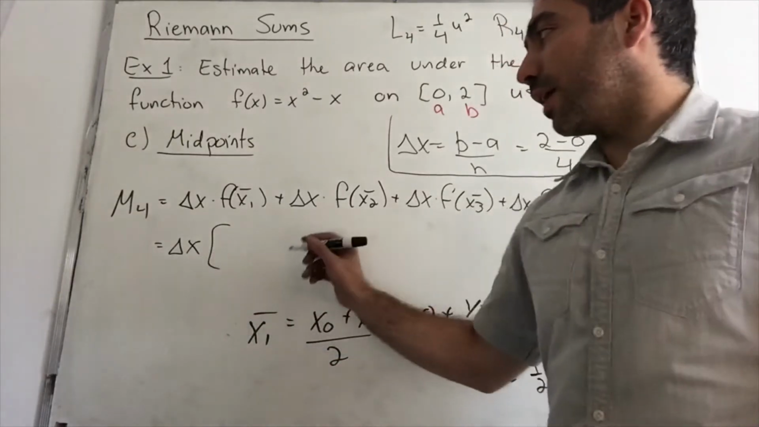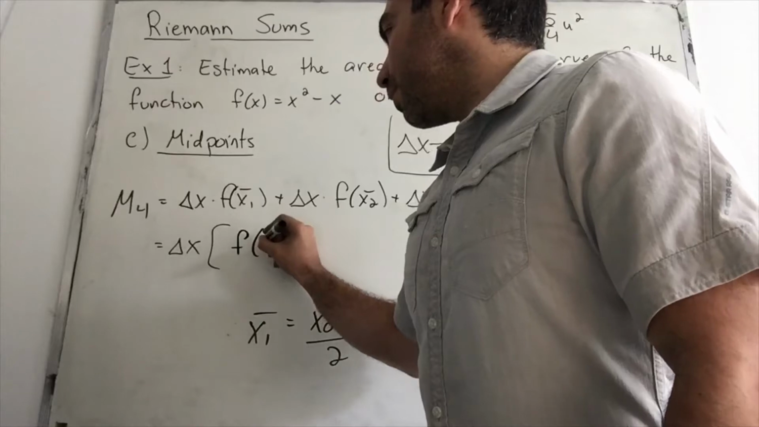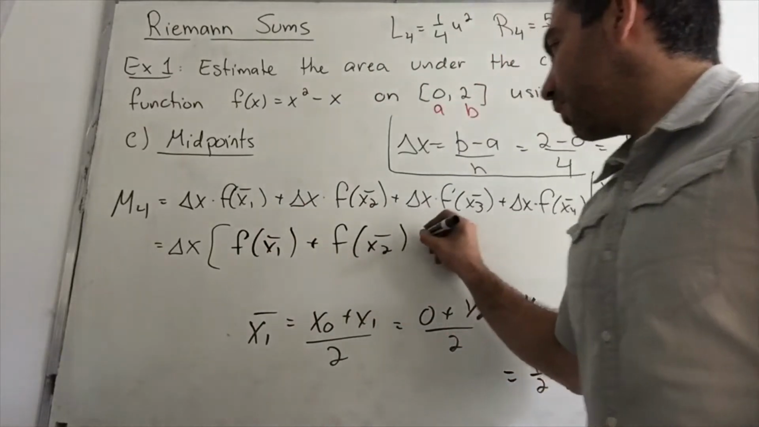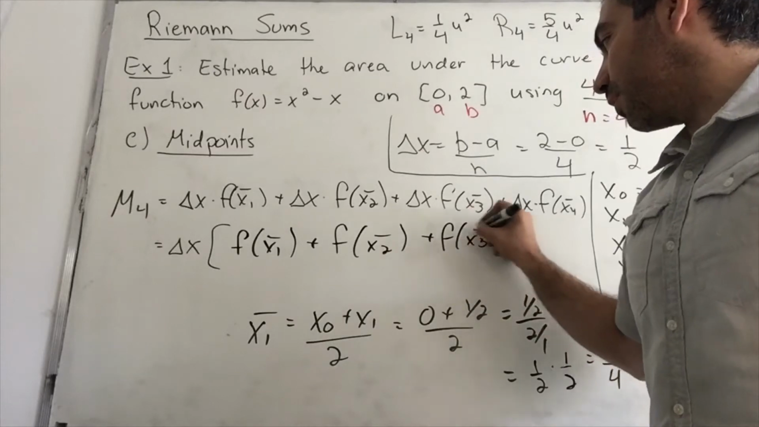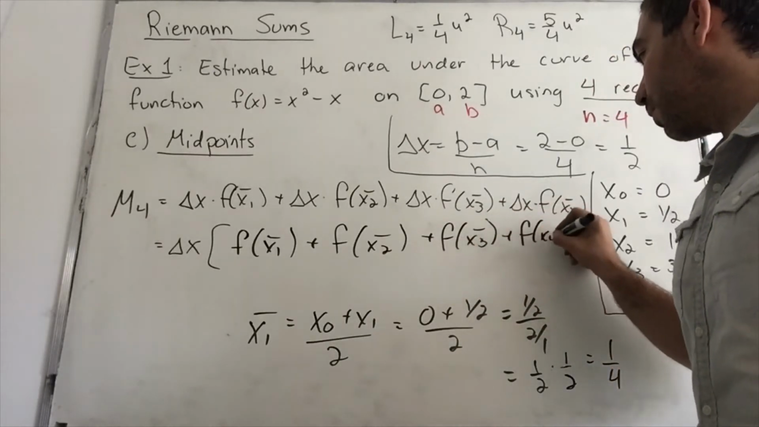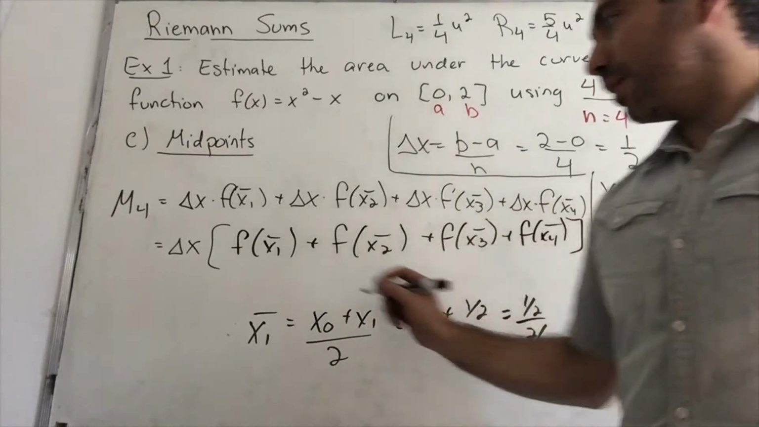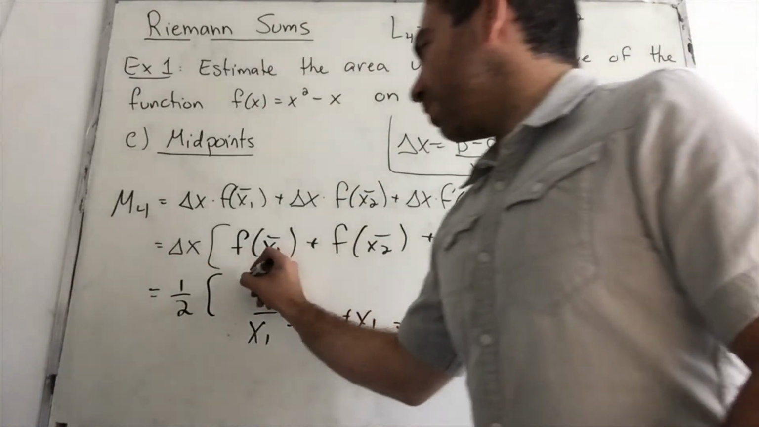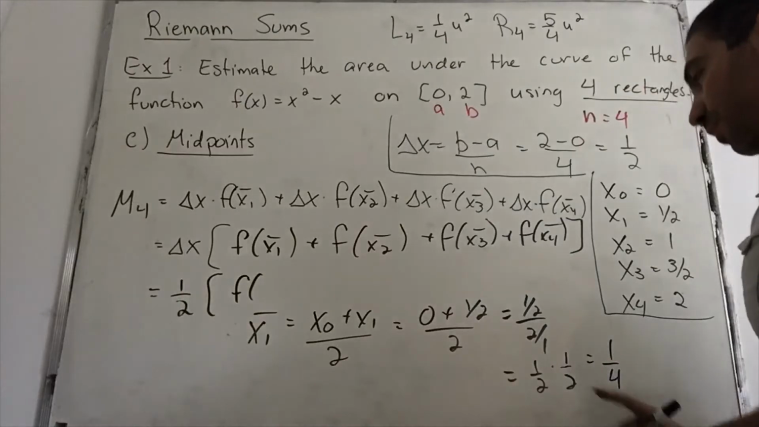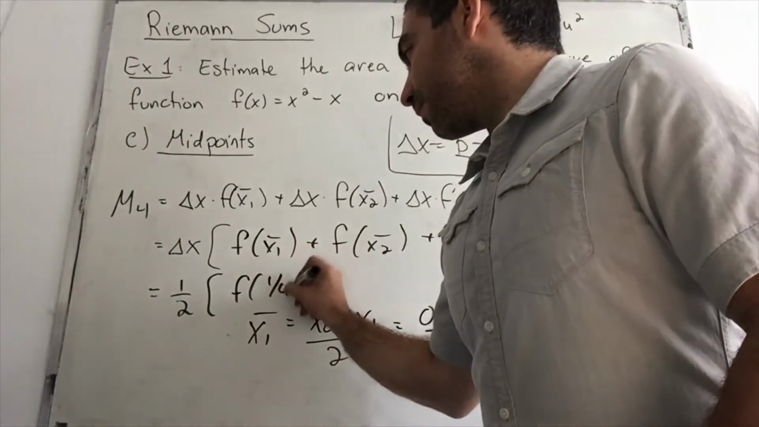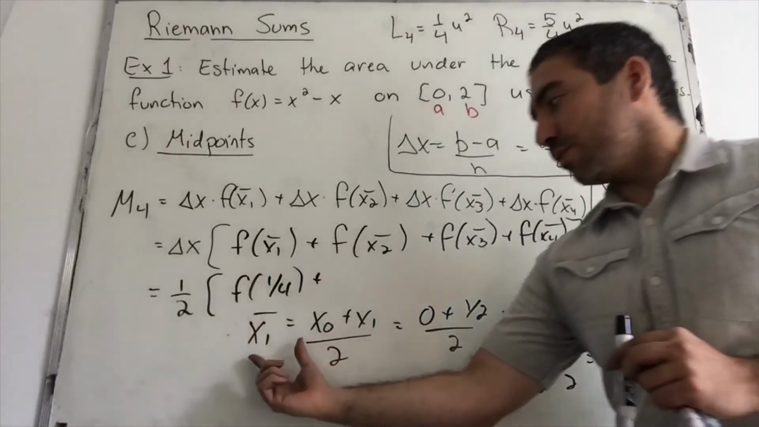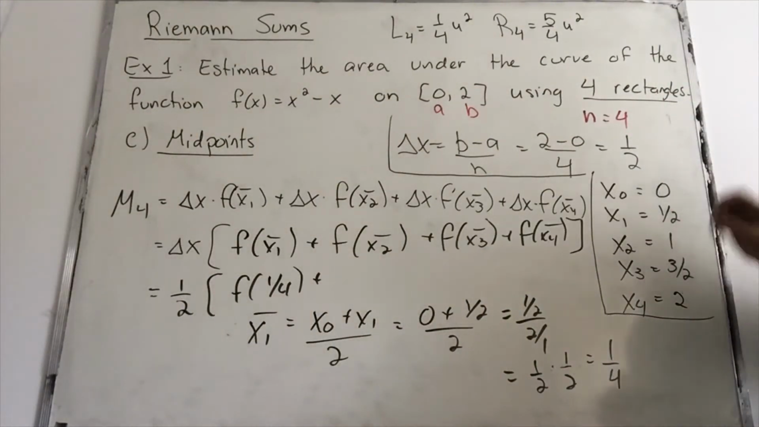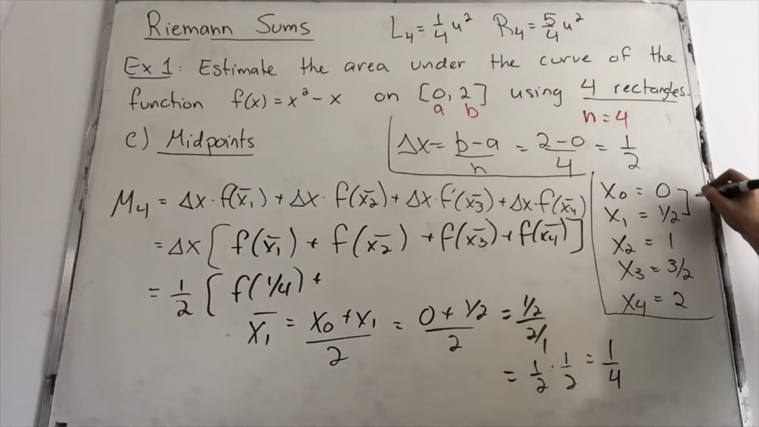So factoring out the delta x, we get f of x1 bar plus f of x2 bar, f of x3 bar, and f of x4 bar, all in brackets. Delta x we said was a half, and x1 bar, which we just solved for, was a quarter. You could proceed in the same manner by using the formula and solving for it, or you could just take the middle value of the two terms. So we did these two terms, and it gave us a quarter.